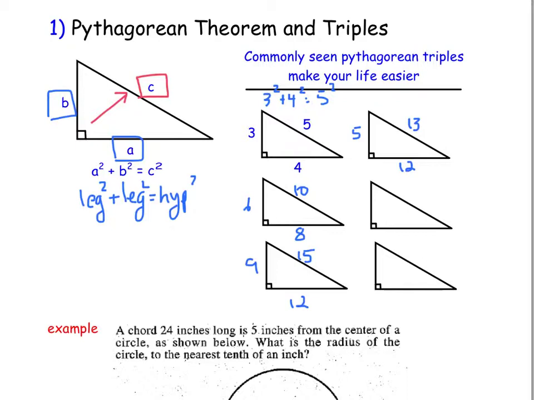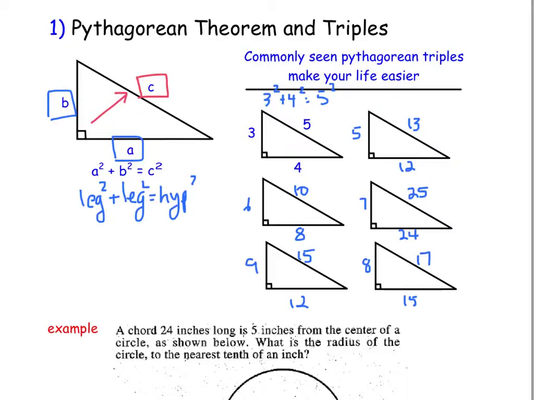The other triples that you might see, another one that's common is a 7, 24, 25. And then the last common one is an 8, 15, 17. So it's just good to review these. Make sure that you know those. Those can make your life easier in a lot of cases.